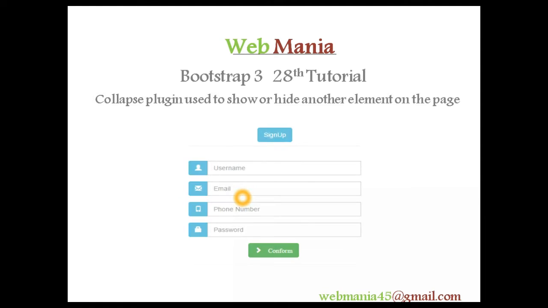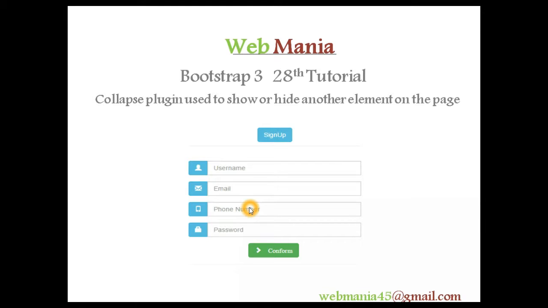We want to achieve this layout. This layout looks simple, but we want this as a toggle button. This sign up is our toggle button, and we want that when we click on this, this section has to be expanded, and when we click on this again, this section has to be collapsed.